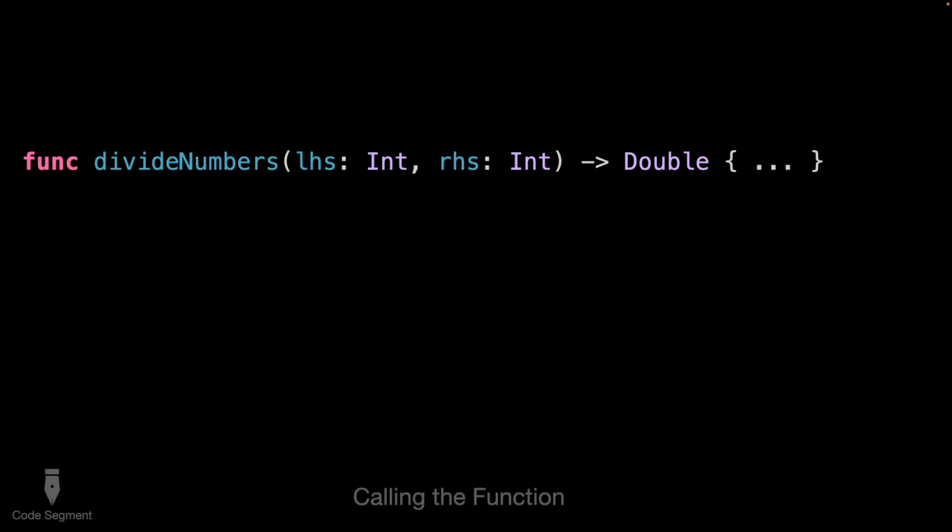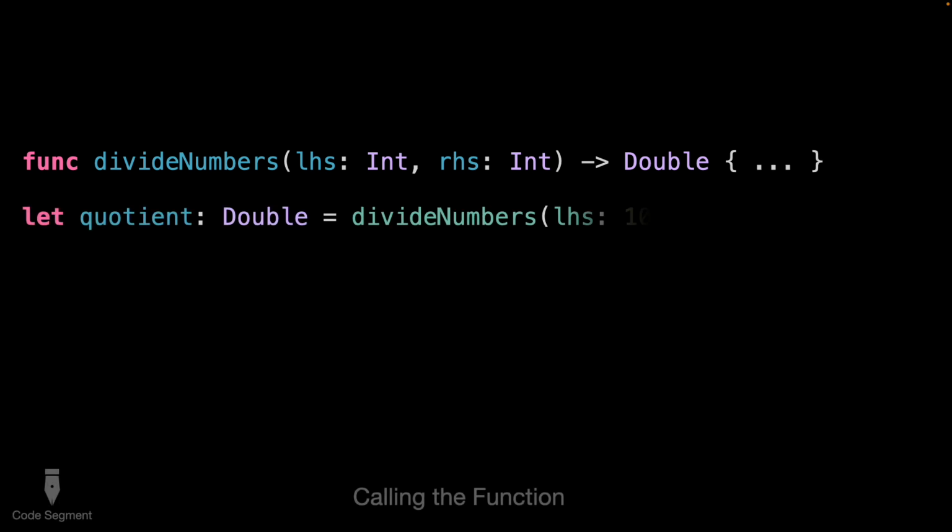So let's look at how we call functions with Swift. In Swift, you call a function by typing out the identifier, open parentheses, the parameter name, colon, the parameter value that you want to pass in, and then continue on with all further parameters with commas in between, and then close with a close parentheses.